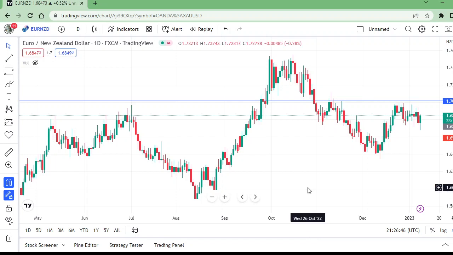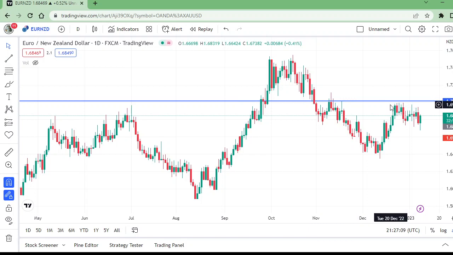This is the daily time frame chart of Euro New Zealand, and I wanted to show you the best example of rejection from a resistance. In this pair here was a resistance and this is the rejection.